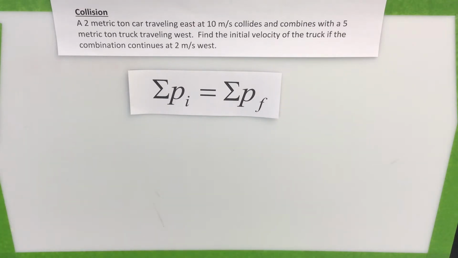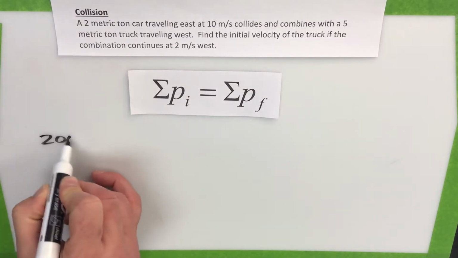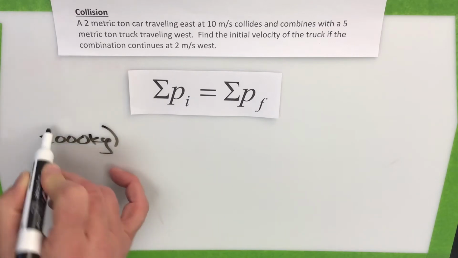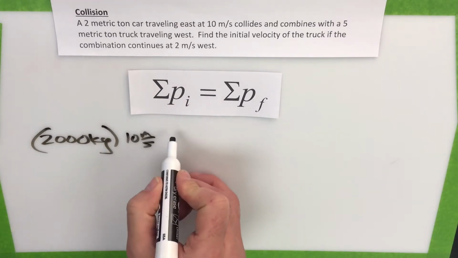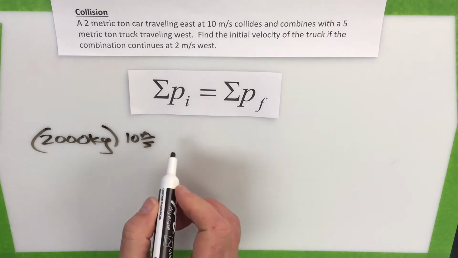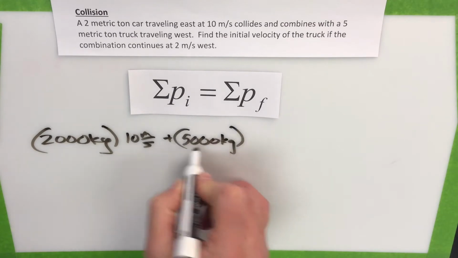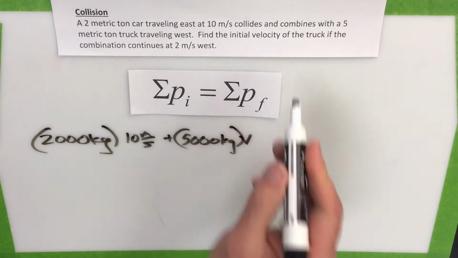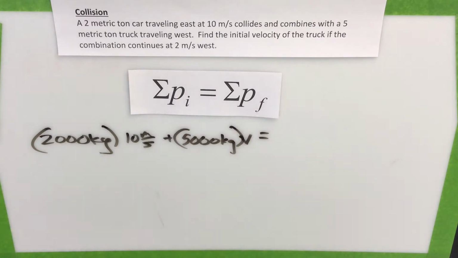And a common procedure for advanced math is just look at the thing. So you've got 2,000 kilograms multiplied by 10 meters per second, plus 5,000 kilograms, the 5 metric ton truck, times v, and it does seem that it's traveling west. Find the initial velocity of the truck. The combination continues at 2 meters per second west.